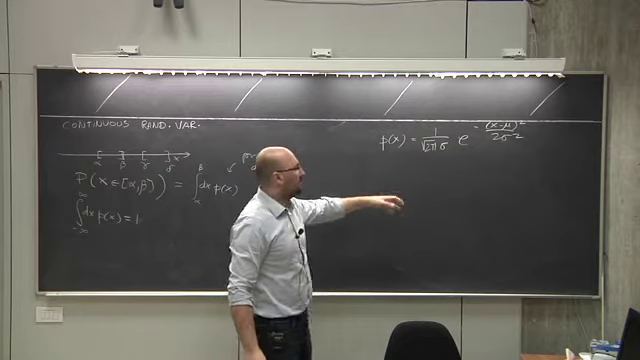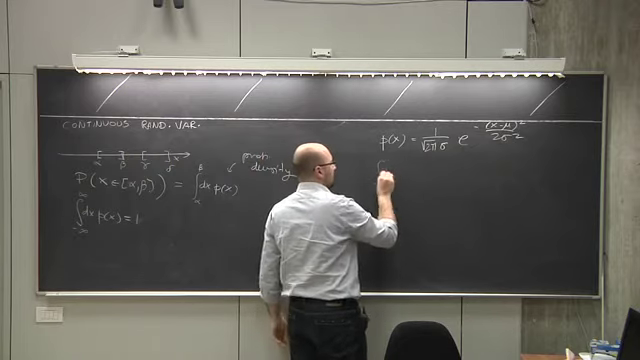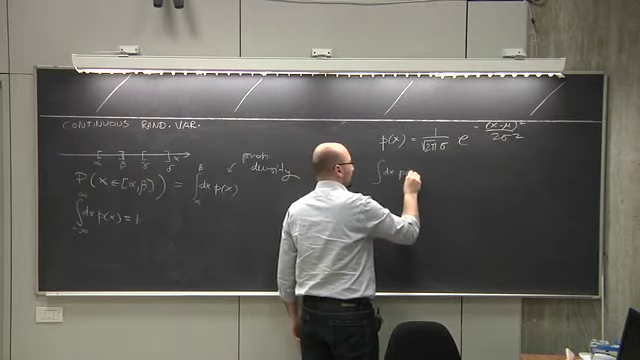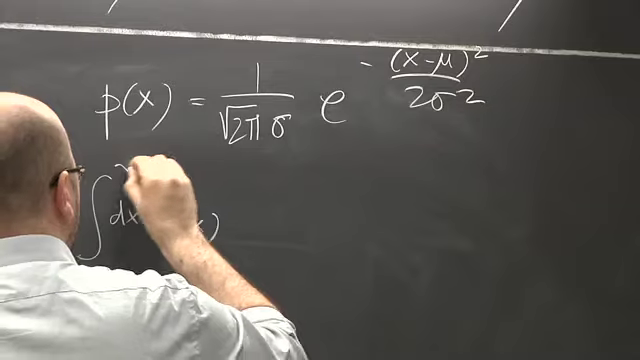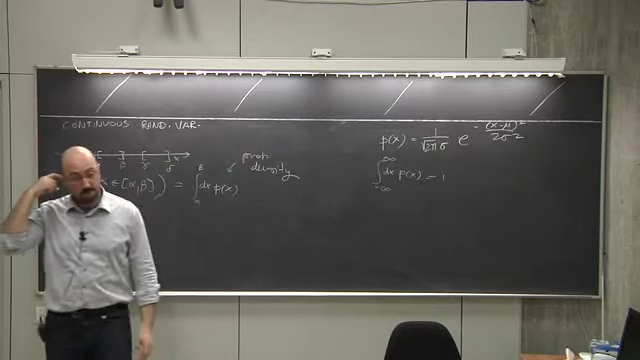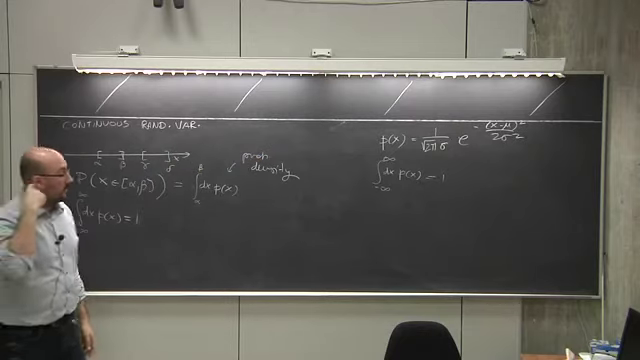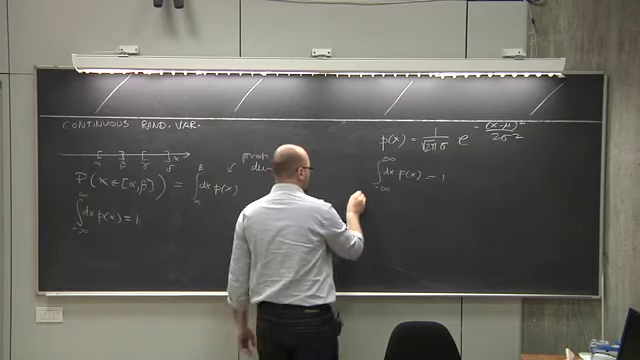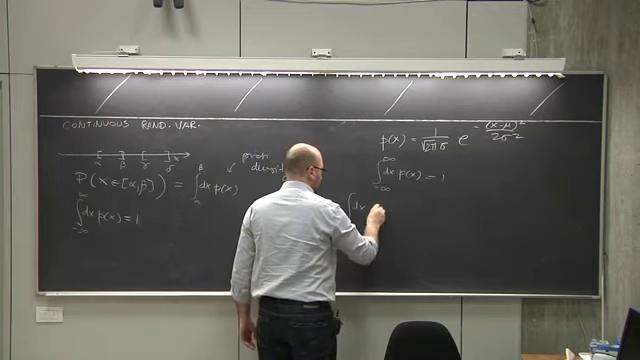First of all, you should check by doing the integral that the integral of p of x is equal to 1. Okay? And then we can calculate the average of x.